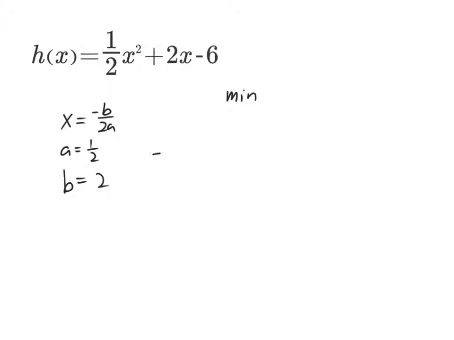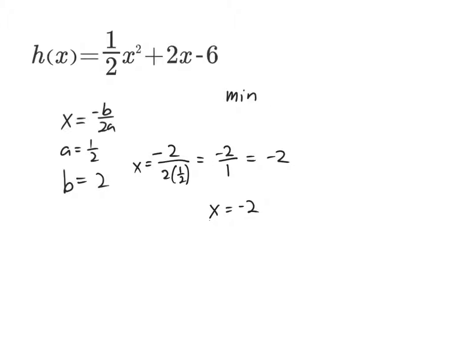And so I get negative b over 2a. So it's going to be 2 times 1/2. So this becomes negative 2 over 1, which ends up being negative 2. So x equals negative 2 is where the minimum is going to happen.